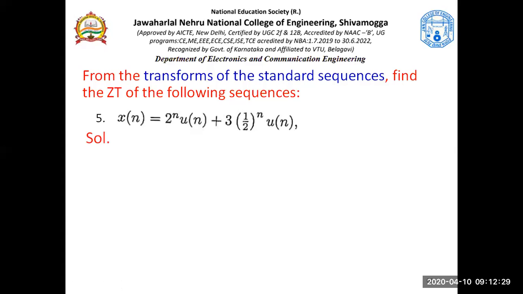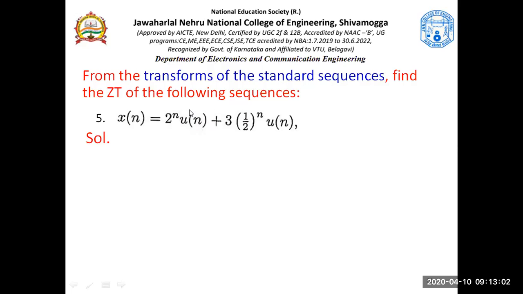See, in this, the signal x of n is given as 2 power n u of n plus 3 half power n u of n. Now, these are standard signals. Which standard signal does this belong to? You can take this as a reference to one of the standard signals. That is a power n u of n. Which signal is a power n u of n? That is the positive time exponential.